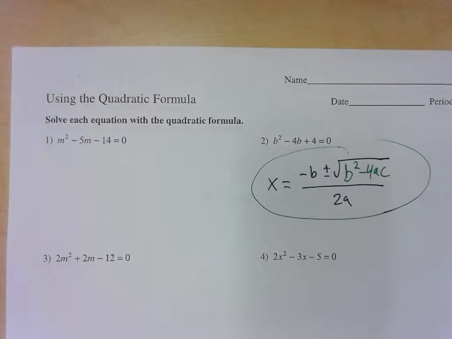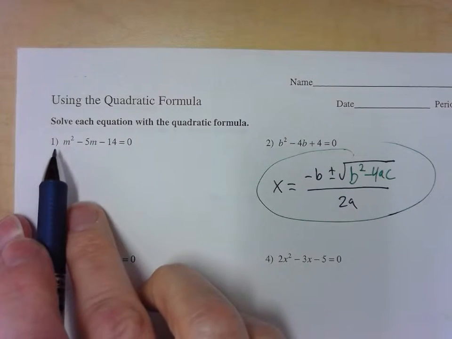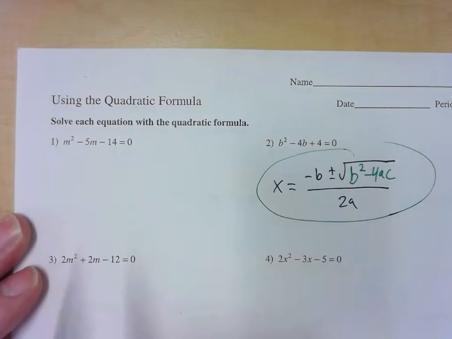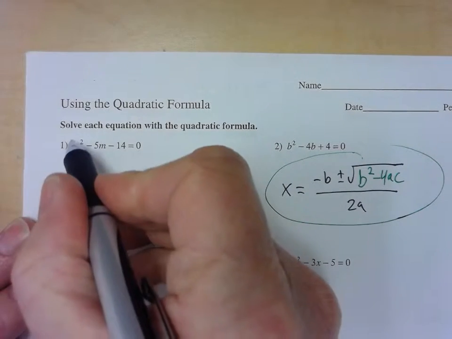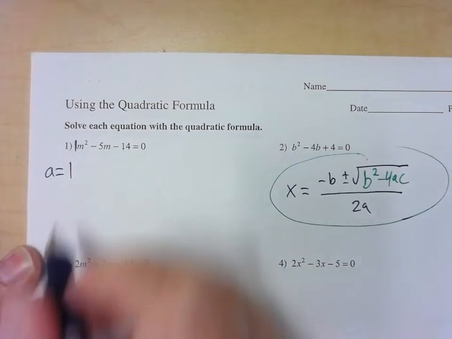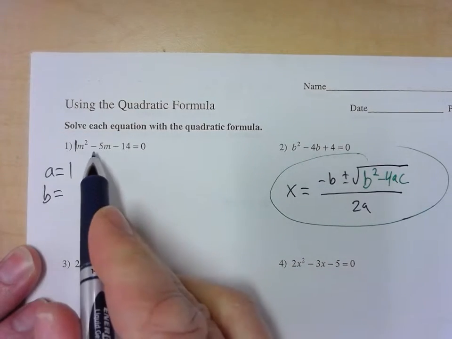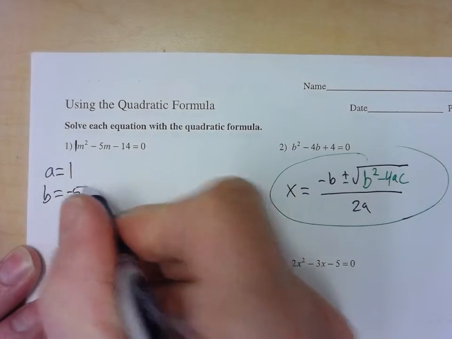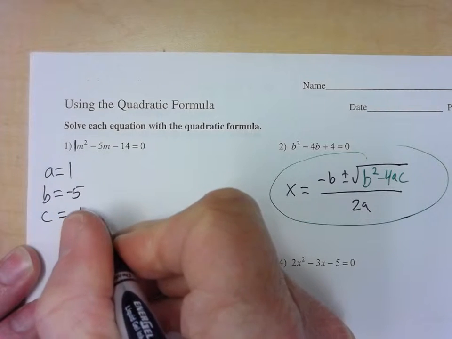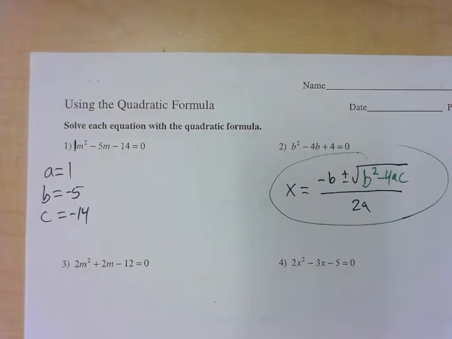So here we go. Step 1, identify the a, b, and c. So this is in standard form because it's variable squared minus number times variable, etc. There's an invisible 1 in front there. So a is equal to 1. B, you've got to take the negative with it. It's negative 5. And then c is also, you've got to take the minus sign with it. So it's negative 14.